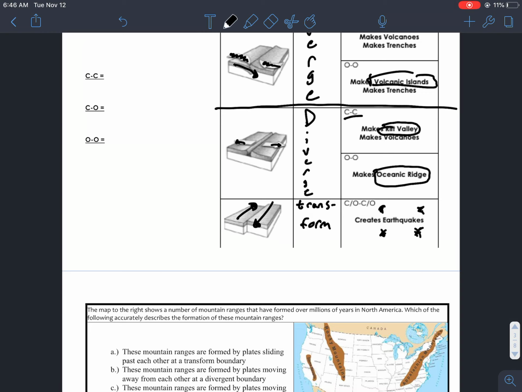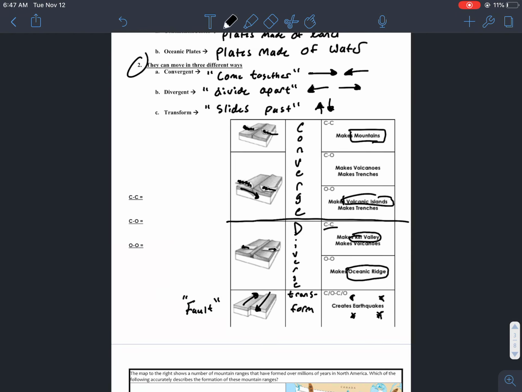I want you to write one more word off to the left. Put quotes and then write the word fault. Sometimes people refer to transform boundaries as faults. Faults in the earth, big cracks in the earth. All right? Those are your notes for today, all right?